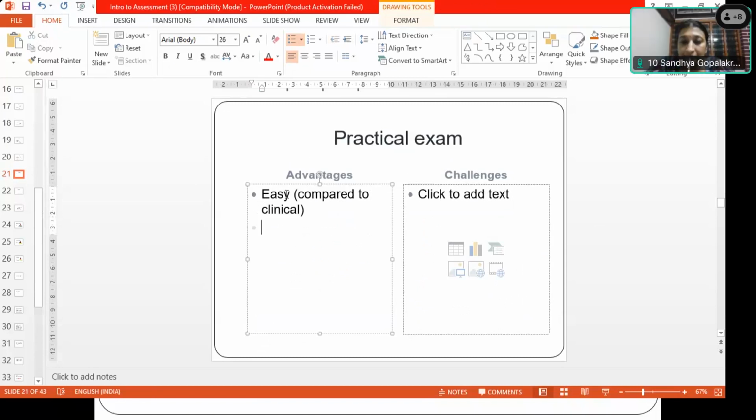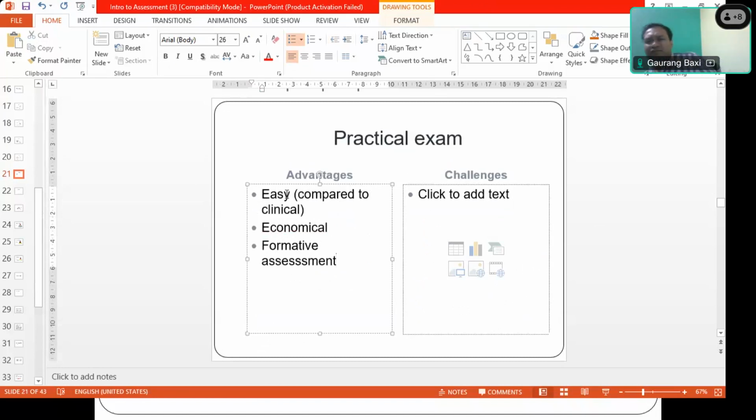Economical. It's a tool for formative assessment, sir. It can be used as a tool for formative assessment. In fact, all the assessment methods can be used for formative or for summative. What else? So this was in comparison to clinical exam, where clinical exam for formative can be challenging because of lack of pressure for a large number of students. So that's not a flaw of the exam.